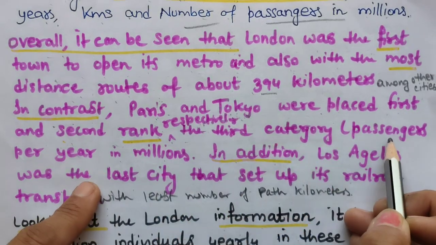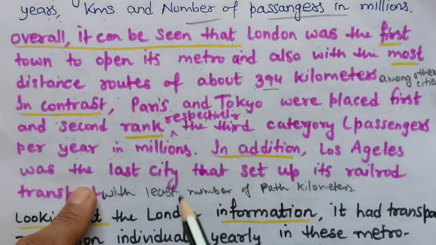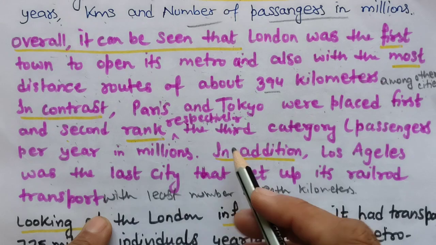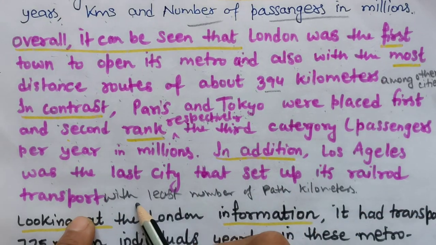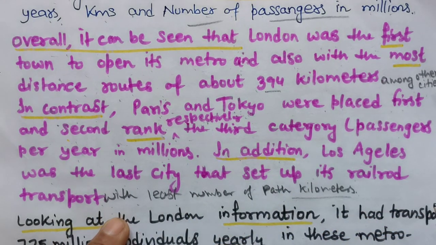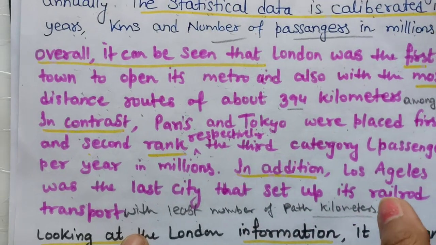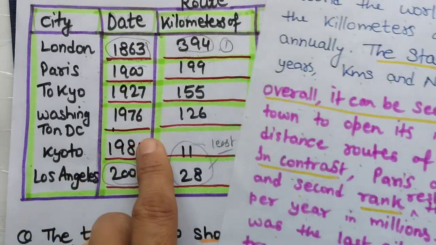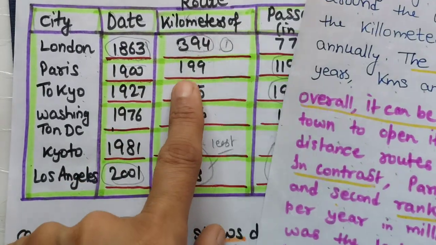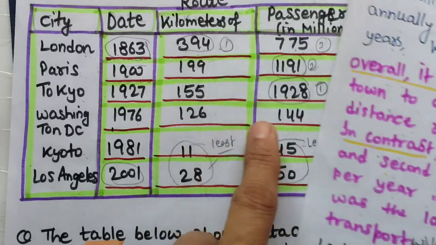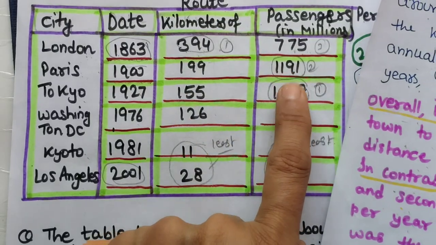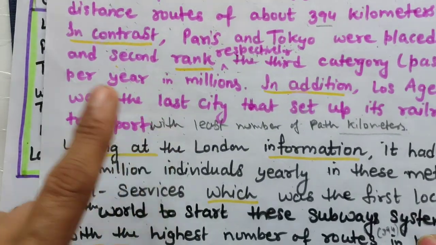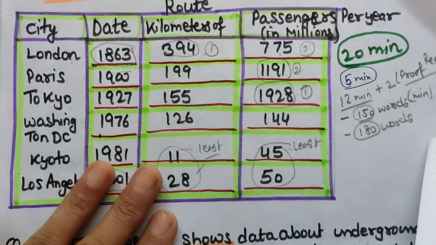In the third category, in brackets I have written passengers per year in millions. In addition, Los Angeles was the last city that set up its railroad transport with the least number of path kilometers. So in a simple way, I have given this overall. First, we have talked about London, which had the first railway to open and with the maximum number of kilometers, and then we talked about the maximum number of passengers in this and this, and the last one we have talked about Los Angeles.